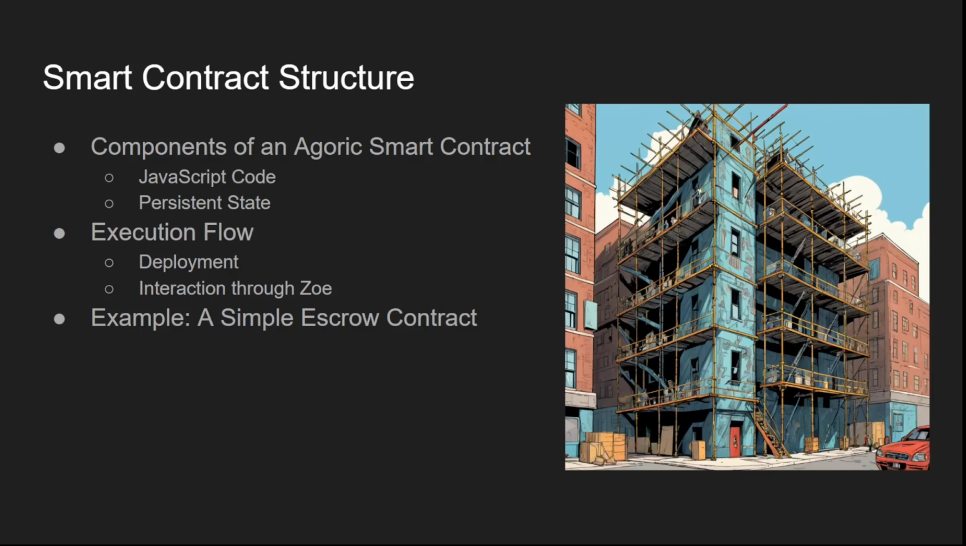Bob then makes an offer to transfer the digital asset through Zoe. Zoe verifies the transfer and updates the contract state. Once Zoe has confirmed that Alice has received the asset, it then releases payment to Bob, completing the transaction. This structured approach ensures that smart contracts on Agoric are not only secure, but also easy to manage and interact with. Next, we'll discuss the role of hardened JavaScript in enhancing the security of Agoric smart contracts.